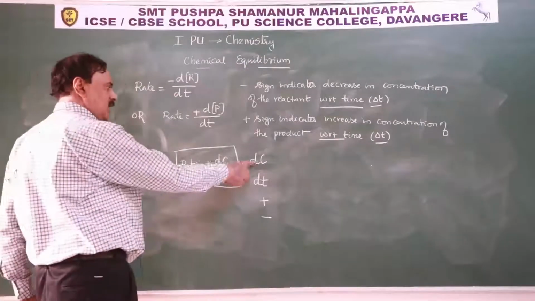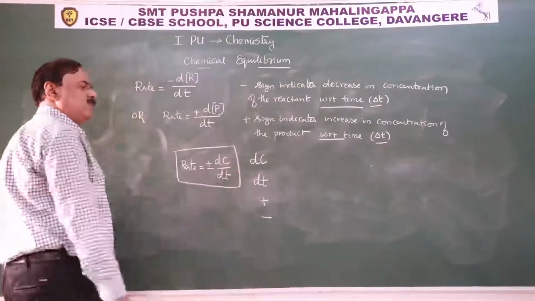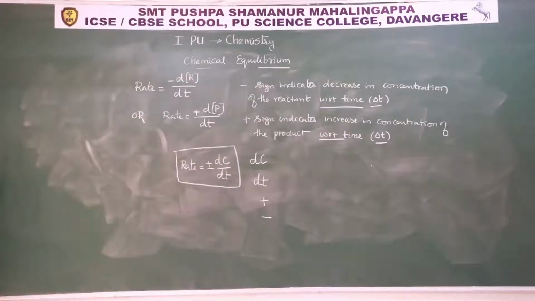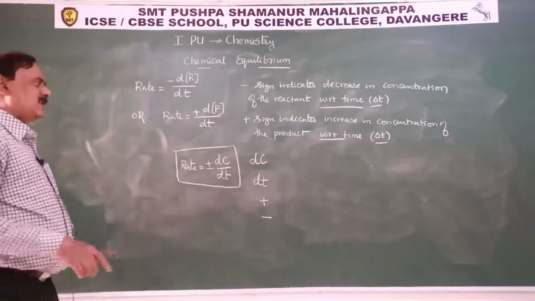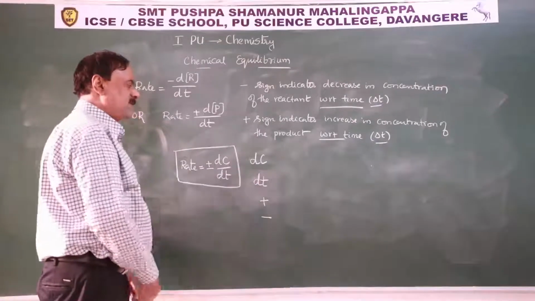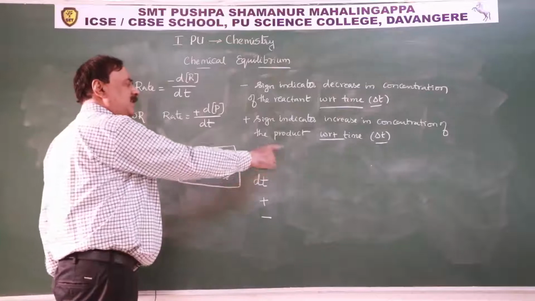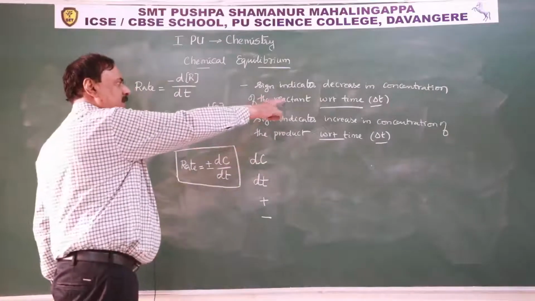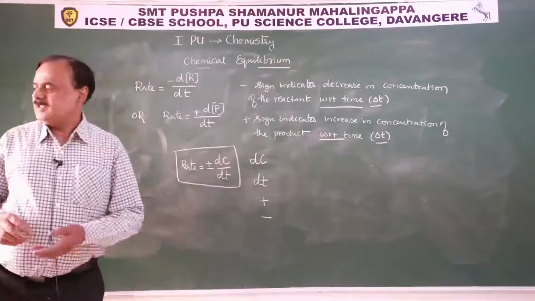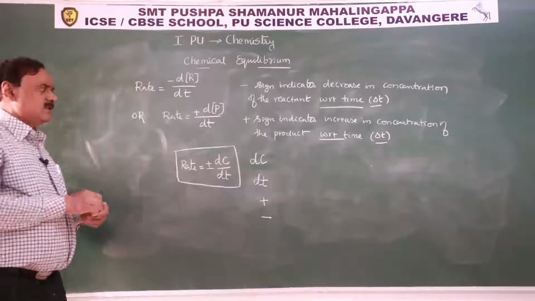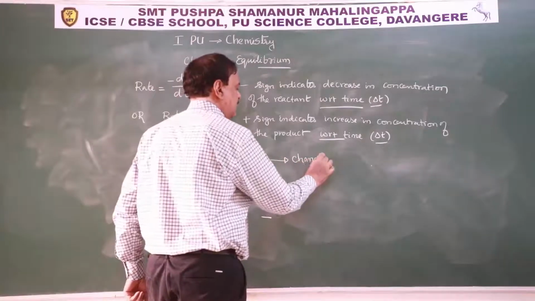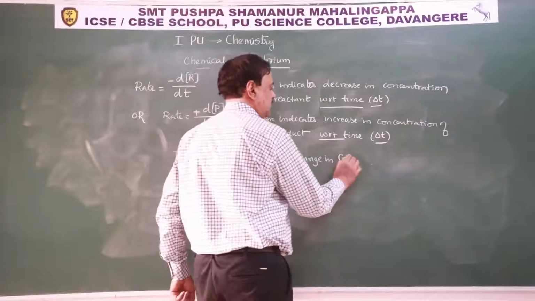That carries half a mark each, which is very important. It is a 2 mark question. Rate or velocity of a chemical reaction is represented by plus or minus dx by dt. Explain the significance of dc, dt, plus and minus. dc means change in molar concentration of either reactant or product. dt means the change in interval of the time.